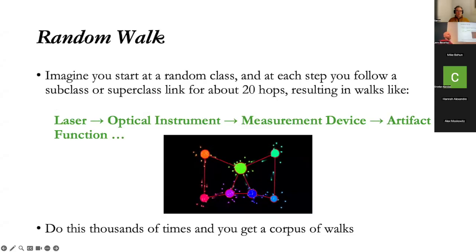What do I mean by not visited? All right. We're generating a corpus for our training based on this directed graph. And we're using a random walk through the graph. So you're essentially starting at a random class, and then each step you're tracking down links and sublinks, subclass of, superclass of, for about 20 hops. And you'll get links like laser, optical instrument, measurement device, artifact function, and so forth. And then we're doing this thousands of times, so we have a bigger set.